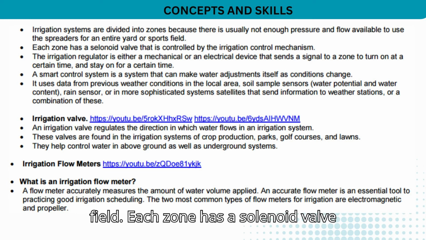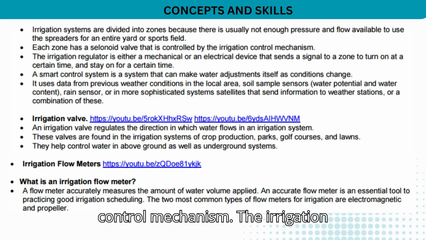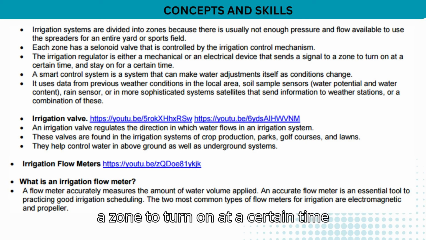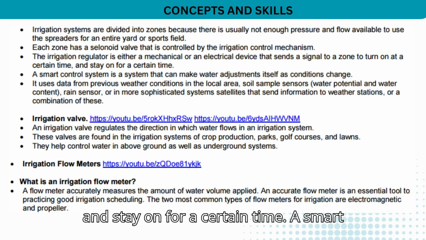Each zone has a solenoid valve that is controlled by the irrigation control mechanism. The irrigation regulator is either a mechanical or an electrical device that sends a signal to a zone to turn on at a certain time and stay on for a certain time.